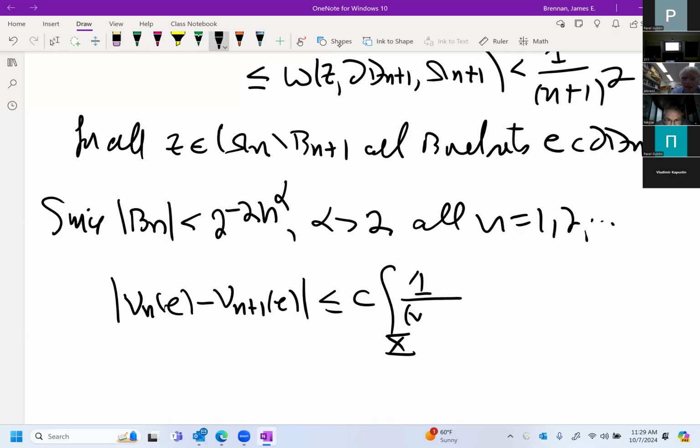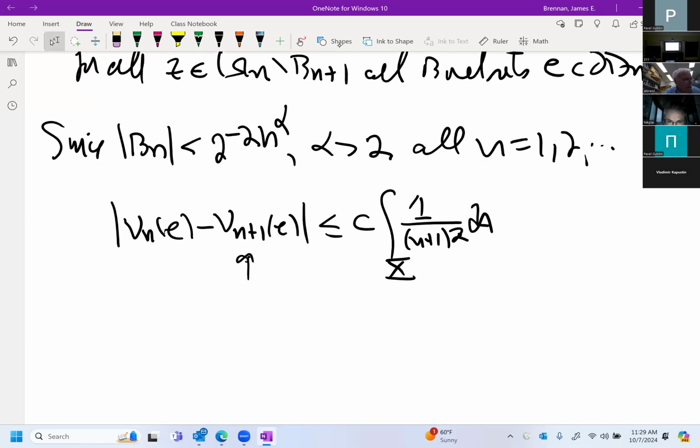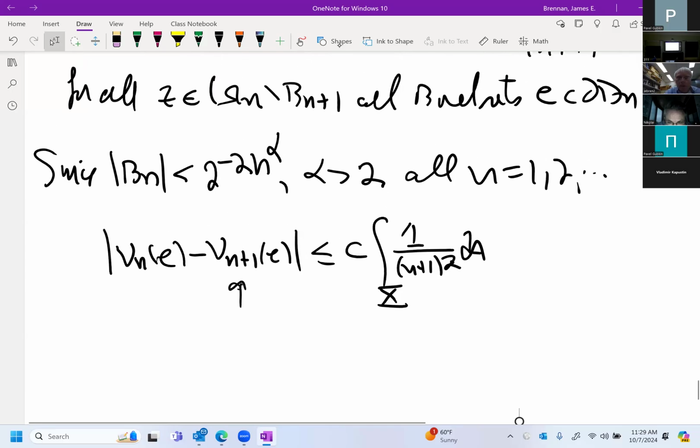Now I've switched. This thing involves integration over omega n plus 1. So you're omitting one of these. The difference between when you computed nu n and this one is a very small square, or a very small area. So this could be epsilon, but it's so small that I can just integrate over all of x. And so what happens then is this is less than or equal to C over n plus 1 squared.